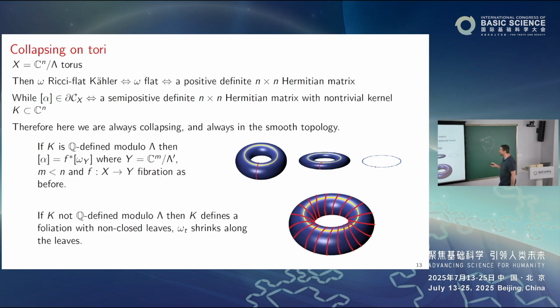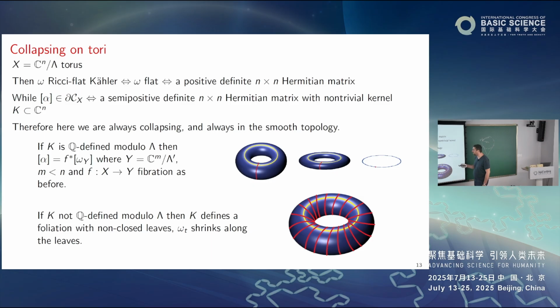So the kernel is a linear subspace in Cn, call it K, and you can check if this kernel can be spanned by rational linear combinations of vectors in the lattice or not. So there's a dichotomy. This case here is the case when the class is rational in H2 with Q coefficients, and this is the semi-ample case.